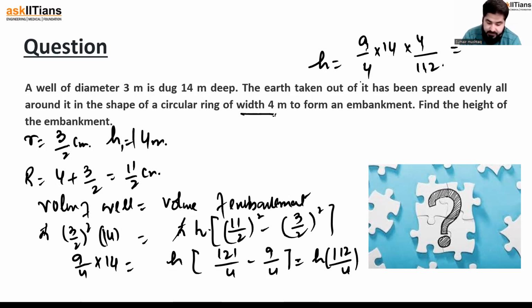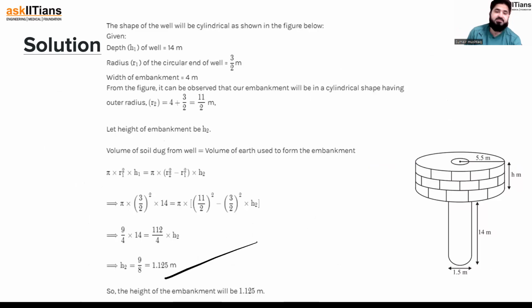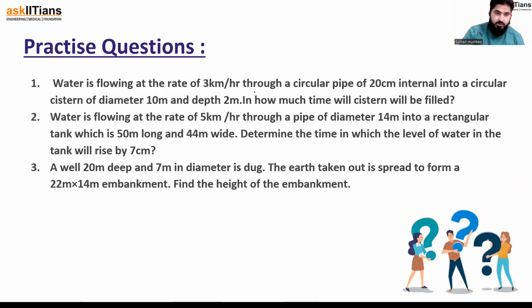So after computing, what I will get, 14 into 8 is 112. So it is 1.125 meter. I think this is the height of the embankment. Yes, this is the answer. See what I have done: the outer minus inner multiplied by height, height is taken on the other side. So after getting all this equation, I got this. This is the answer. Fine.